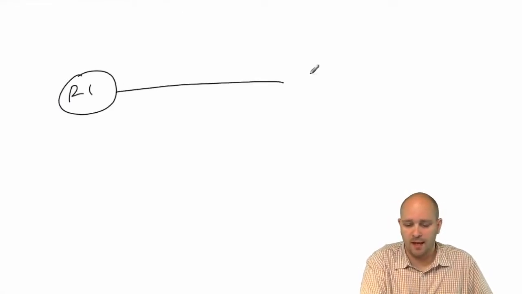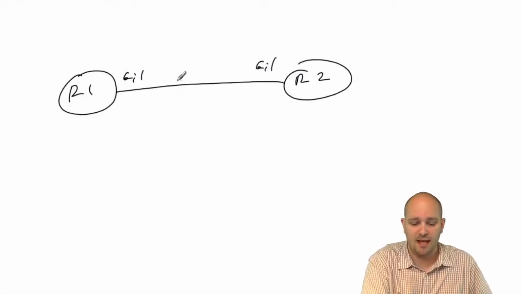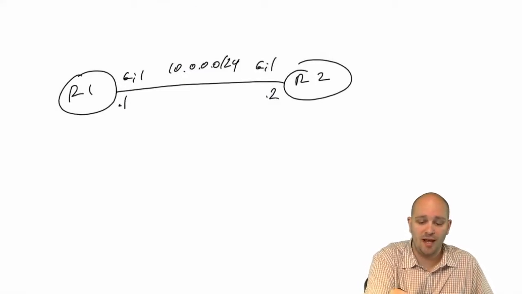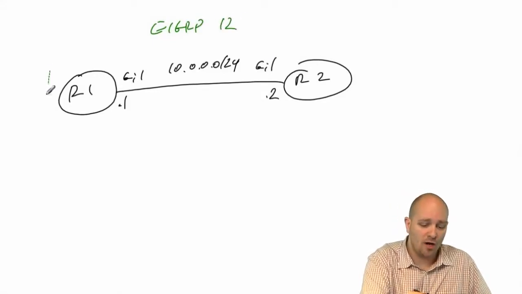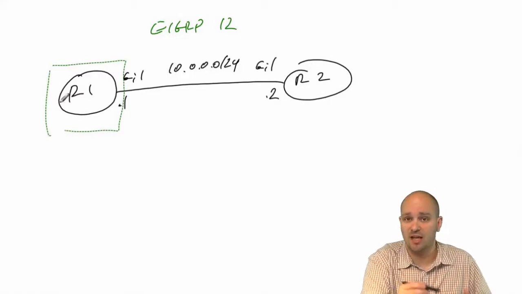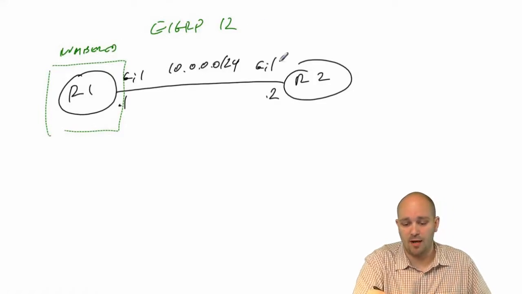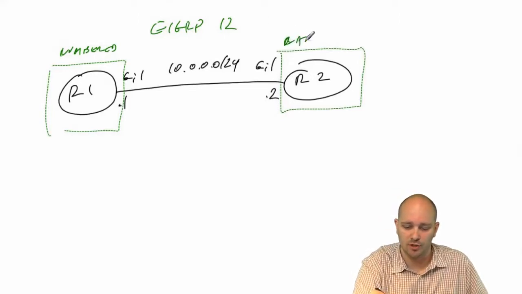The network that I have pre-configured right now consists of just two routers, my R1 and R2, interconnected on gigabit interface 1 on both sides, and the network between them is 10.0.0.0/24. I have .1 and .2, and between them I have EIGRP in AS 12 configured. On R1 I have configured this using the traditional numbered mode, and on my R2 I have configured this EIGRP process using the new named configuration.